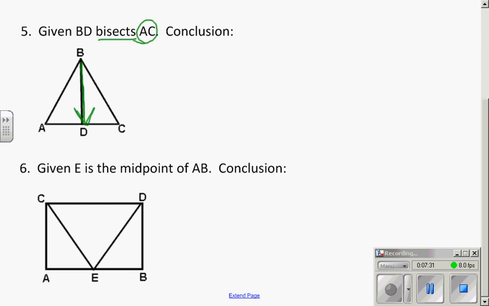Given that BD bisects AC, now this is a lot like number 2, but look at the directions. It bisects the segment. So the bisector goes in this direction. Now we know nothing about the angle, and we only know about the segment. And we know that AD is equal to CD by the definition of bisector.